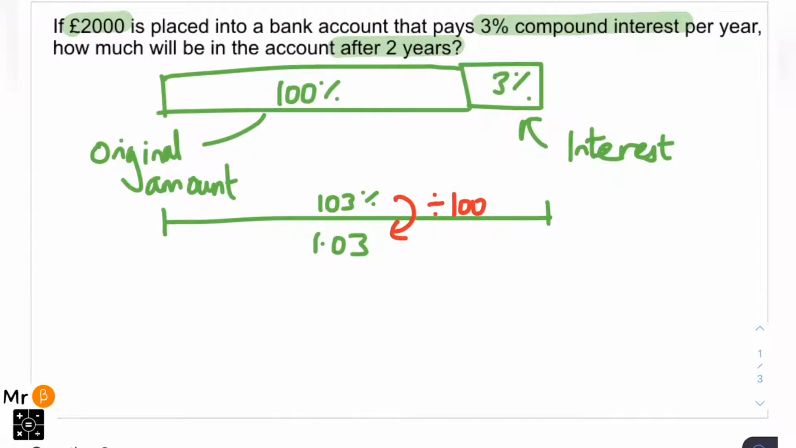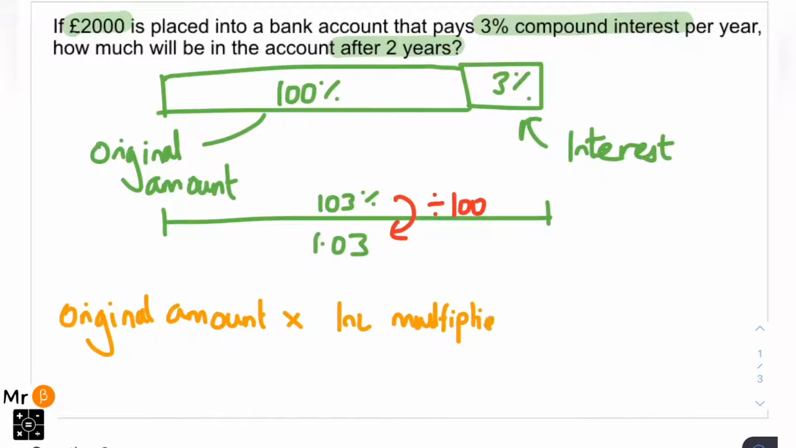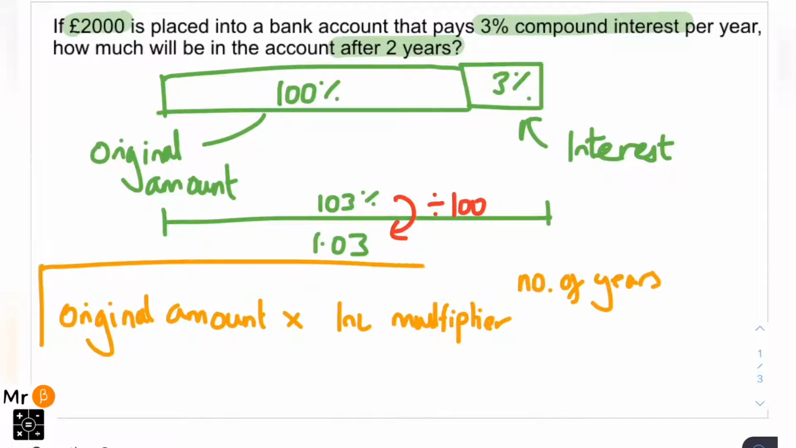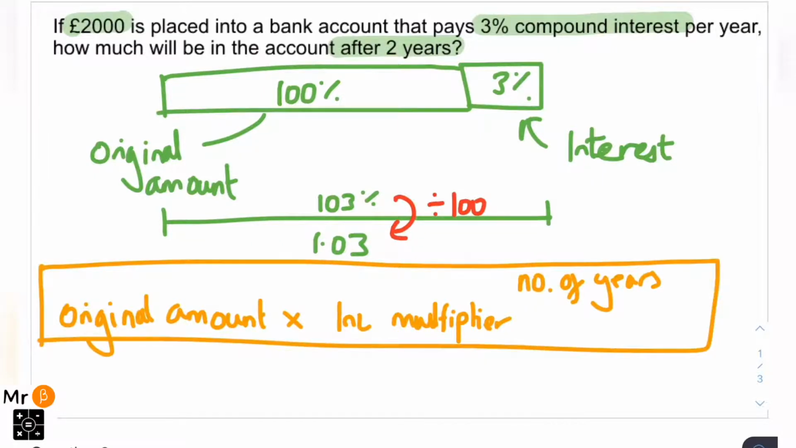Now you've got your key bits of information, you remember your formula. Your formula for compound interest is the original amount times by the increase multiplier raised to the power of number of years. So this is the key formula we're going to be using today. And we're only going to write it for this original question, so make note of it if you need to.